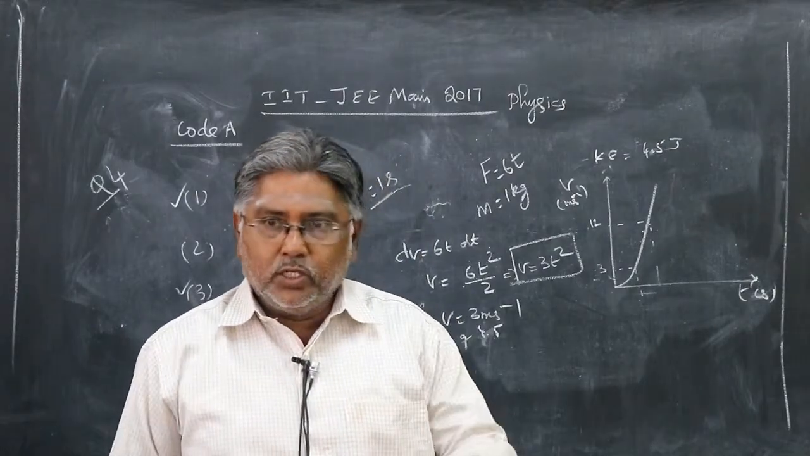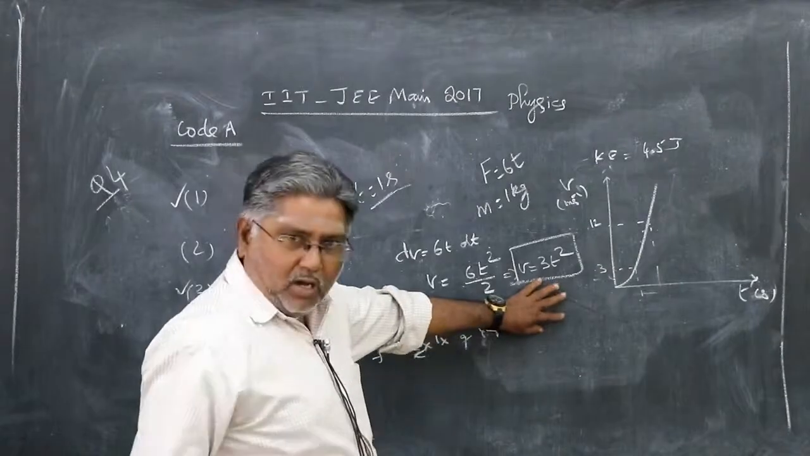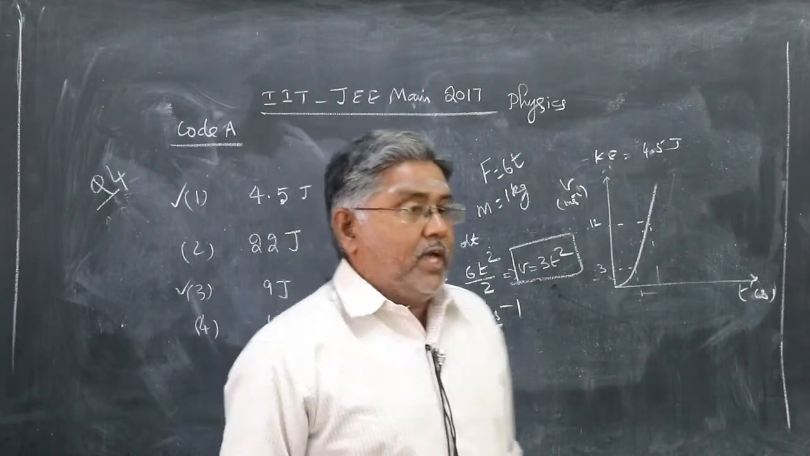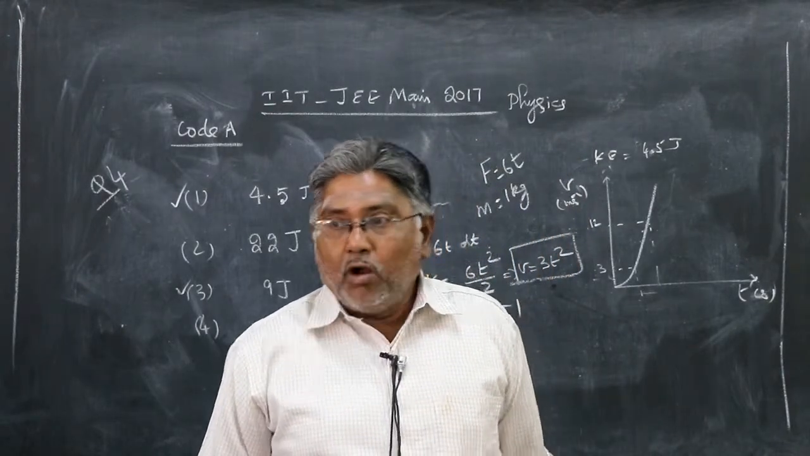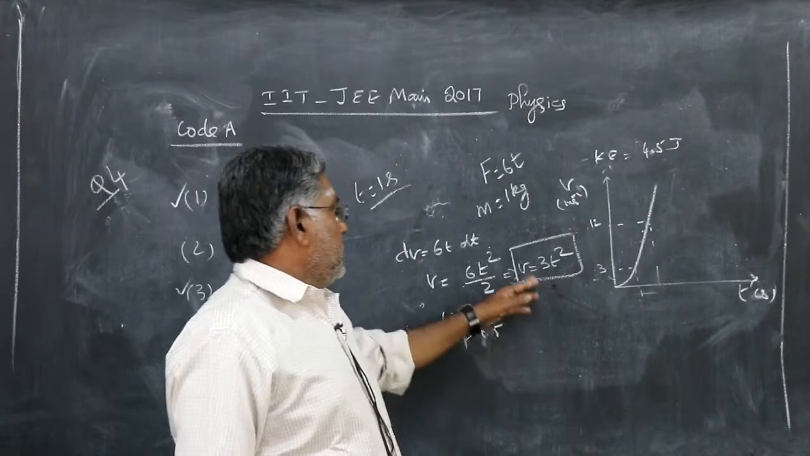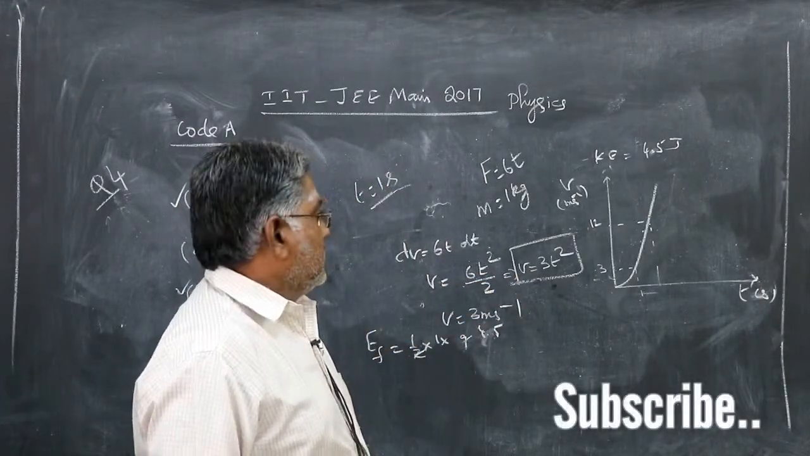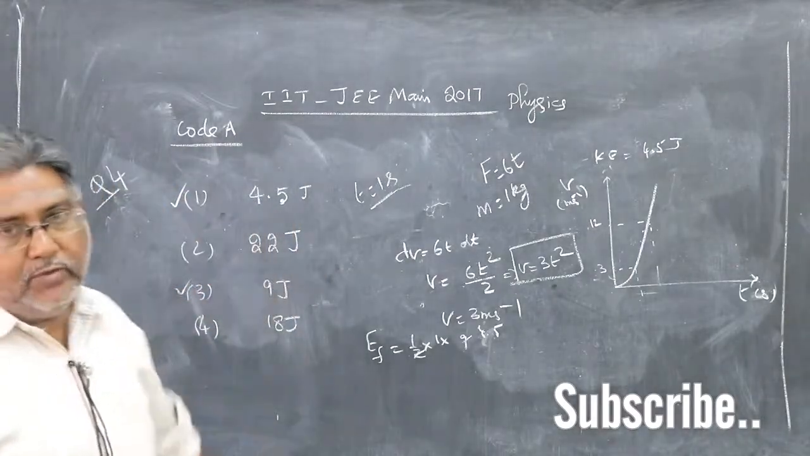You could have even used definite integral and done it, but here you will have an extra benefit. Now I am just saying, in case you want to know more about the mathematics involved here, also you will know how to find constant of integration. So the answer is option 1, 4.5 joule.